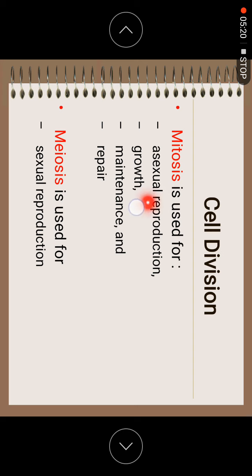Then also for growth. Growth means to repair or to replace the cells. You are growing taller because we have more and more cells.